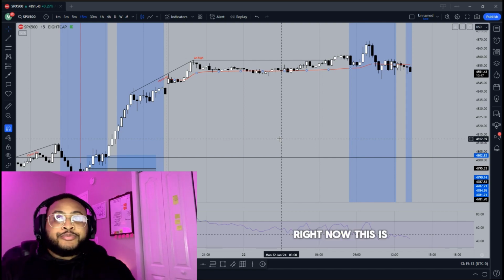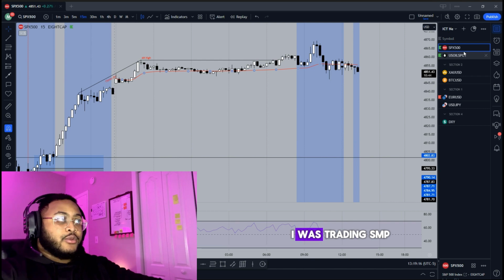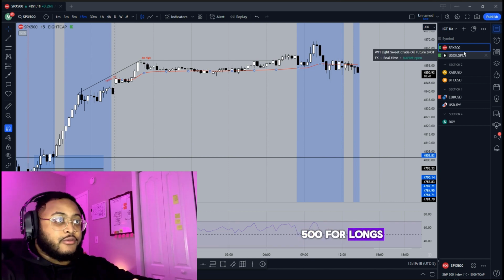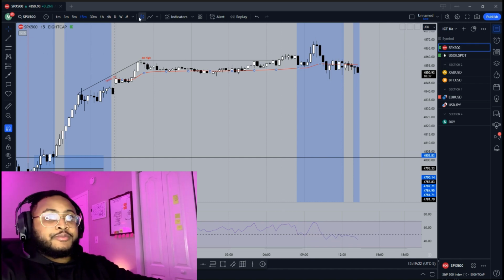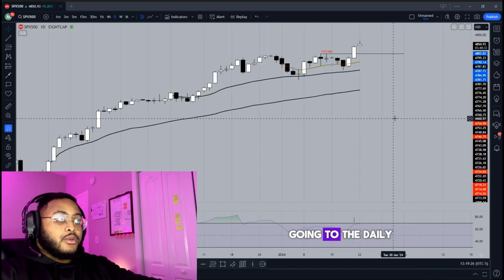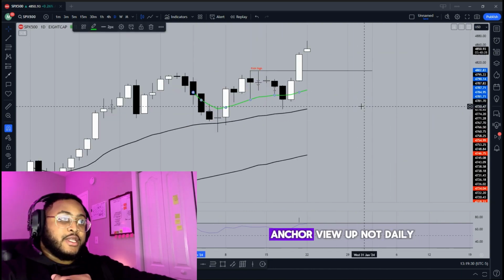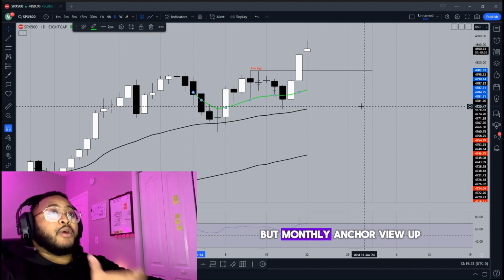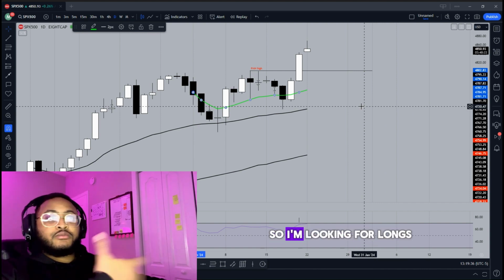Right now, this is my trading watch list for today. I was trading S&P 500 for longs and US oil also for longs. Going to the daily time frame, this month's monthly anchor VWAP is giving me my bias. So I'm looking for longs.